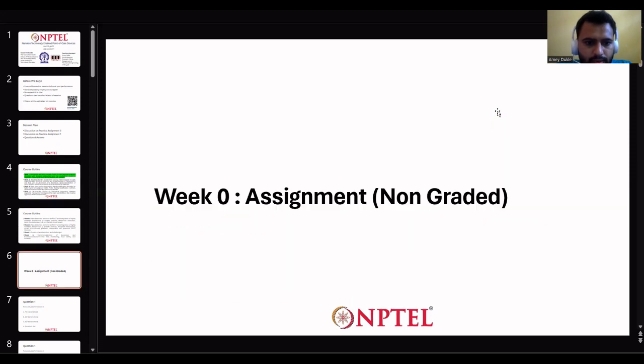So let's begin. But before we begin, I'll just give you an overview of what point of care testing is and why it is important. Basically, point of care testing, as the word says, is the testing that is done at the point of care.